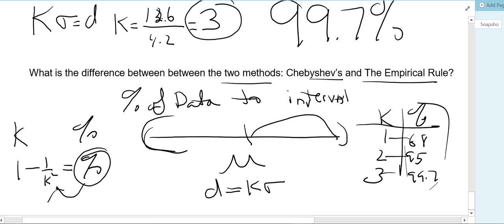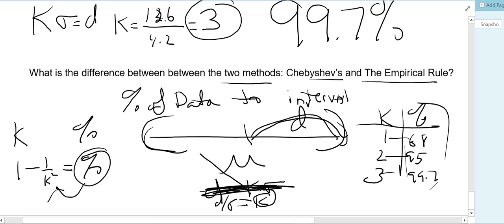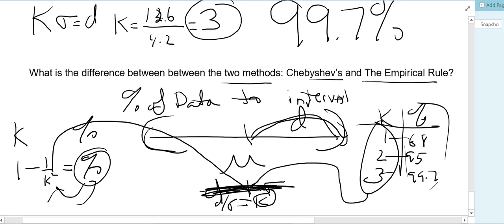If you're given the interval, then you know the distance. If you know the distance, you can find k by this formula. You find k, plug it in here, you get the percentage. You find k, find it in the list, you get the percentage. But for the empirical rule, you must have bell shape. Got it?